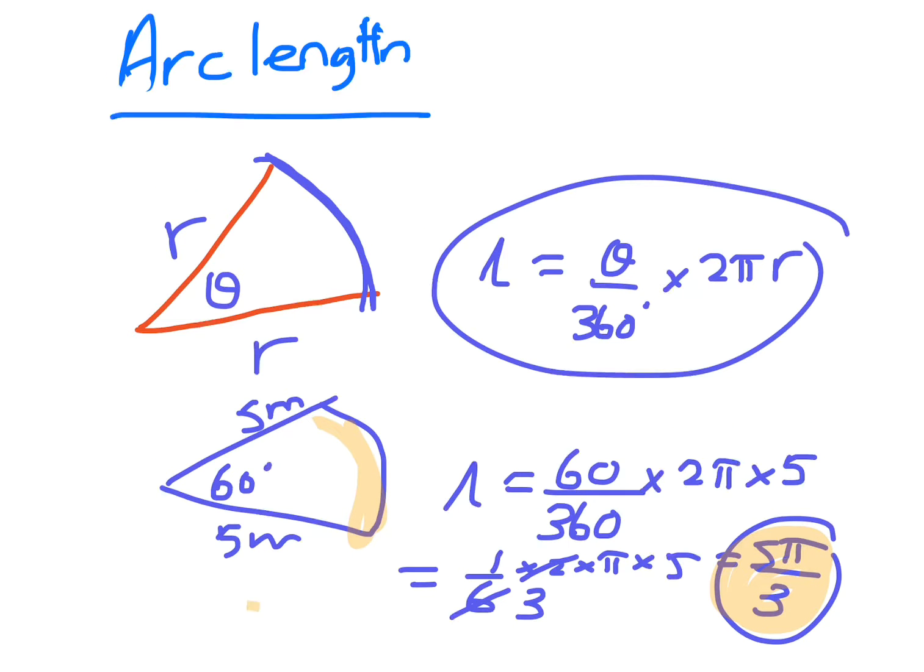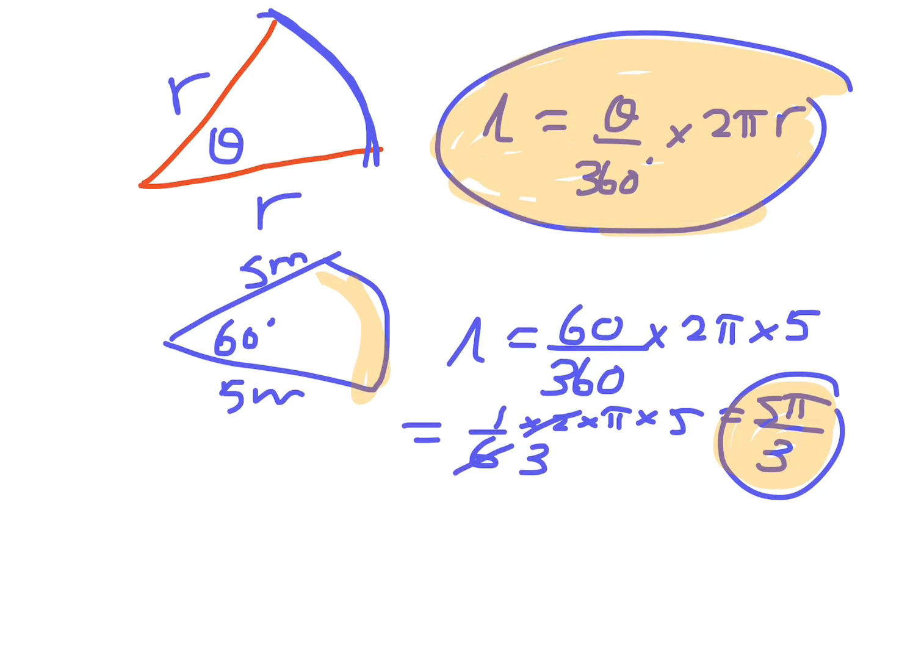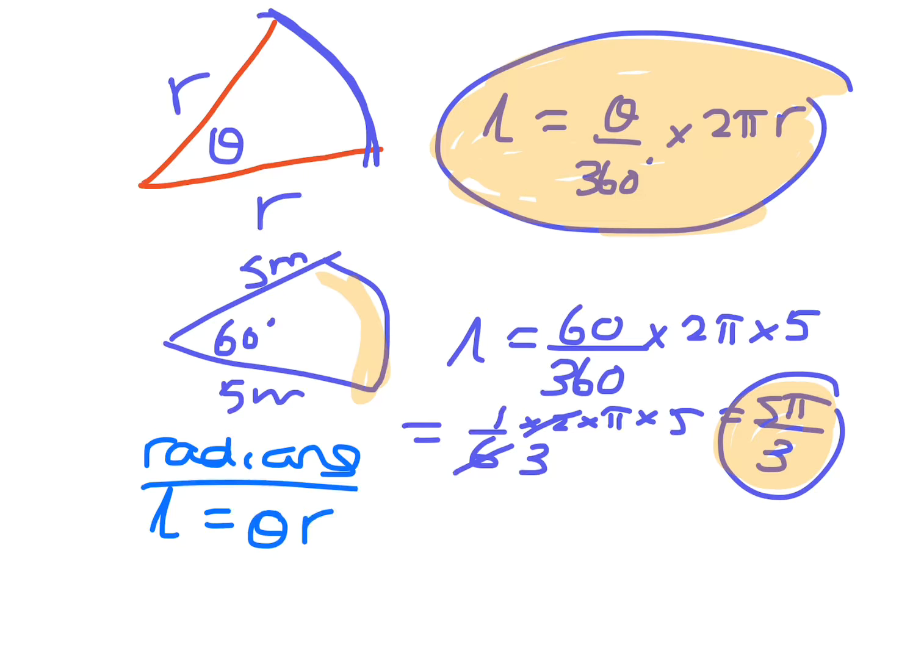Now, that formula there is when the angle is in degrees. You can also do it with the angle in radians, or you can change the one that's in degrees to radians. Both are on your formula sheet. Of course you can always convert one to the other, but when it's in radians, the arc length equals theta r, and that is on your formula sheet.